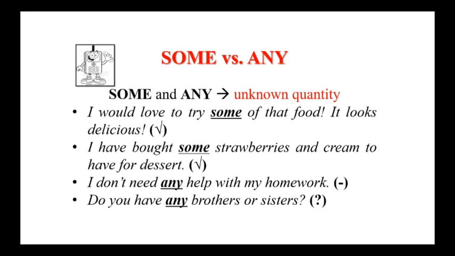I don't need any help with my homework. Negative sentence. Dakle, odrična rečenica. Do you have any brothers or sisters? Nećete nikad pitati nekog do you have some brothers and sisters. Možda ćete to moći da čujete nekad na nekom filmu, ako se priča o nekom ko je neobrazovan ili ako je neko ko je stvarno prošao pored škole, a nije u nju išao, a postoje određene teritorije na kojima se tako kaže, ali je nepravilno.